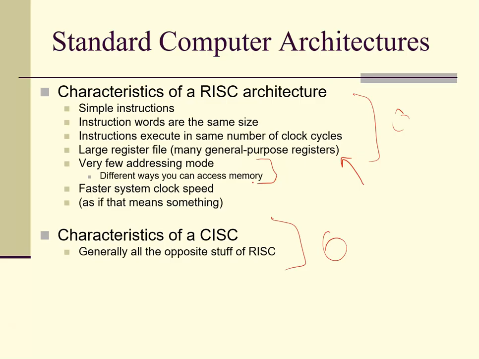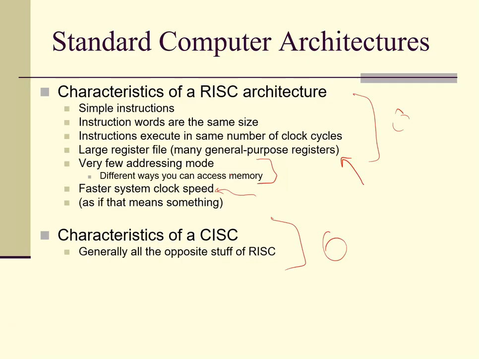RISC architectures have very few addressing modes, which are the ways you access memory. We just don't have that many. I think we have one, or maybe you could call it two: the base address plus the offset. That's it as far as addressing modes go. CISC architectures have quite a few addressing modes, and the issue is that addressing modes require extra hardware. They're handy, but they require the extra hardware. So the RISC computers, as you can imagine, have simpler hardware.